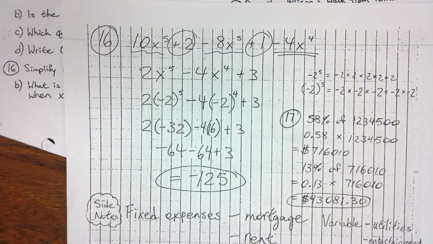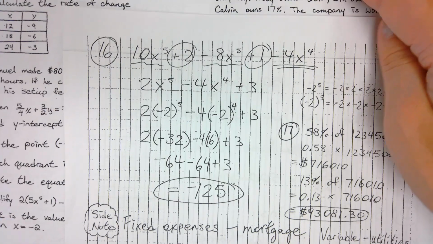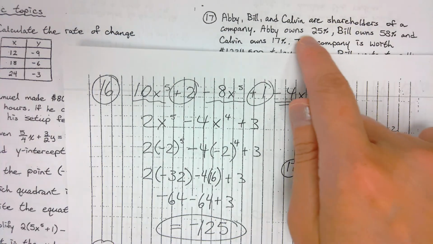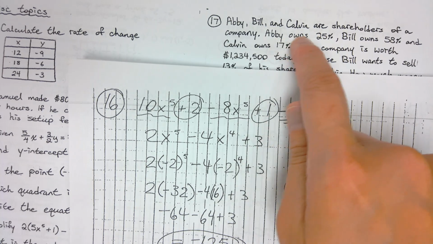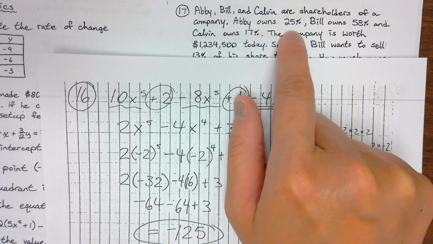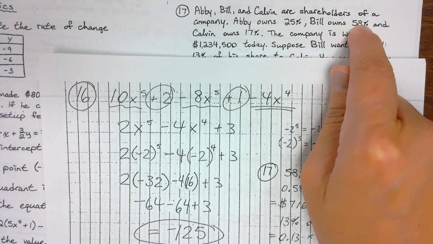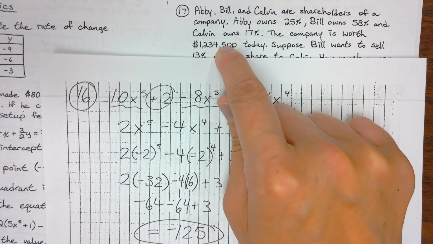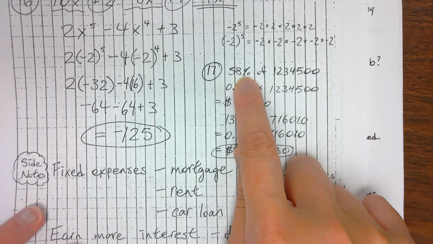Okay. Number 17, Bill, Abby, and Kelvin are shareholders. Do I really care how much percent Abby has or how much Kelvin has? No. Okay, so those are just to trick you guys, just to see if you understand the question. I only care about how much Bill has. So Bill, he owns 58% of 1,234,000. So I'm just doing that multiplication.